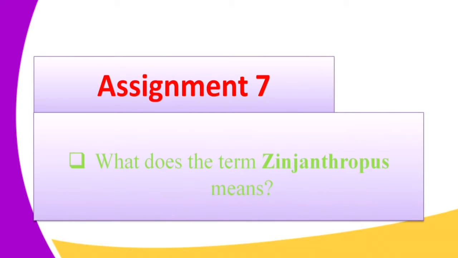The question that I gave you is, what does the term Zinjanthropus mean? As we were discussing the Australopithecus, we said Australopithecus is also known as the Zinjanthropus, meaning southern ape. This is because the fossil of Australopithecus was discovered in southern Africa, a place that is known as the Taung, in the year 1924.